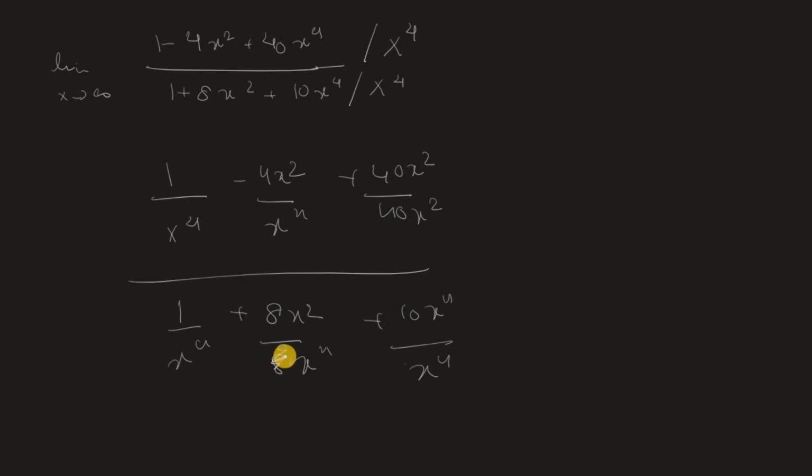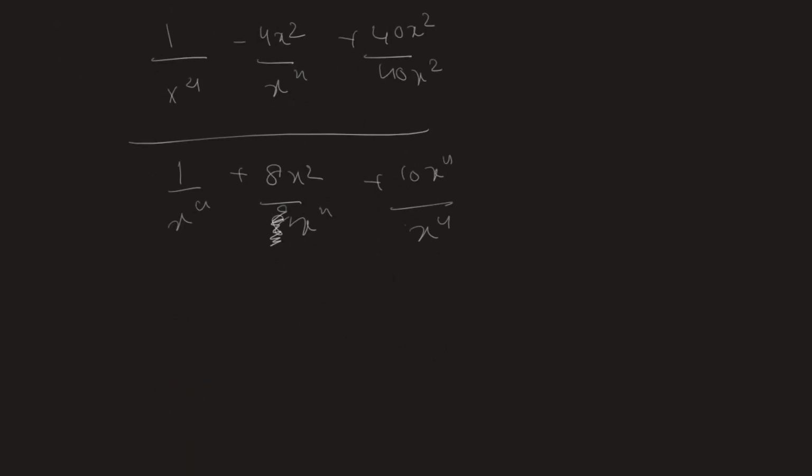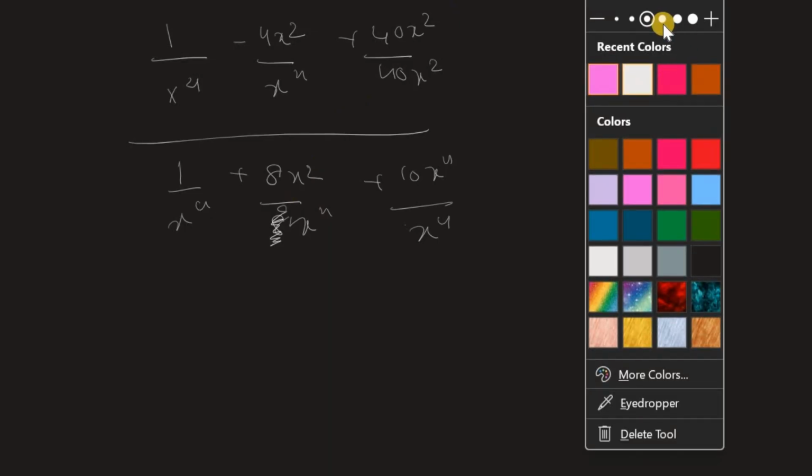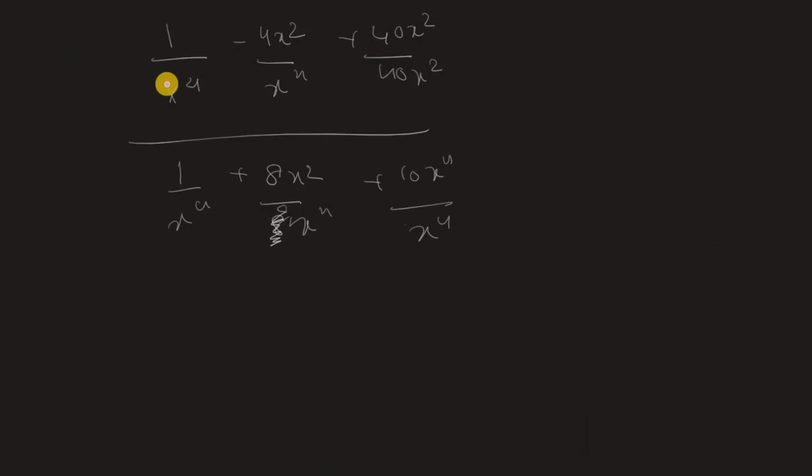And why did I write 8 over here? There's no 8. Okay, so once you write this, your job becomes really easier, right? If you want, I can switch colors. Okay, so here 1 over x to the power of 4 is going to stay the same.